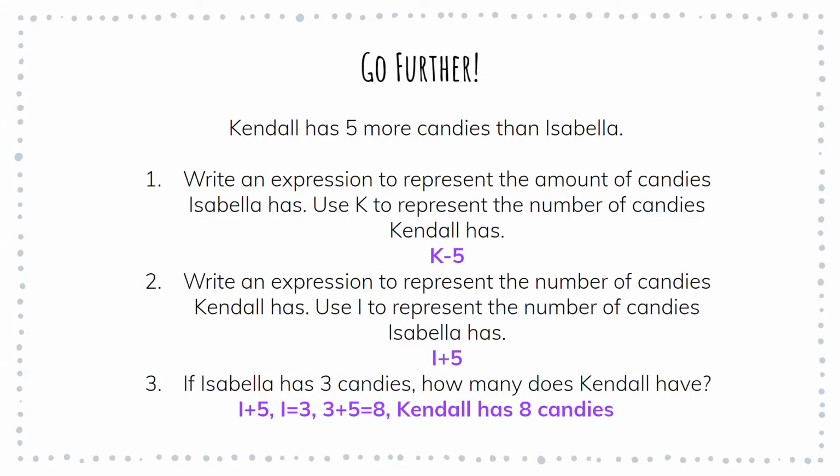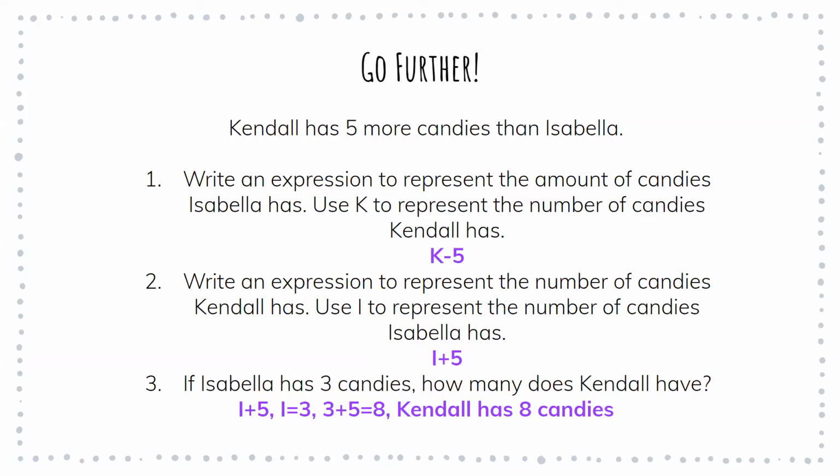So we know that Kendall has 5 more than Isabella. So whatever Isabella has is going to be 5 less than Kendall. And then we are using K to represent the number of candies Kendall has. So Kendall will always have 5 more. So that's why we have K minus 5 as the expression, because whatever Kendall has, she's going to have 5 more than Isabella. So when we subtract 5 from Kendall's, that will give us the answer for Isabella.